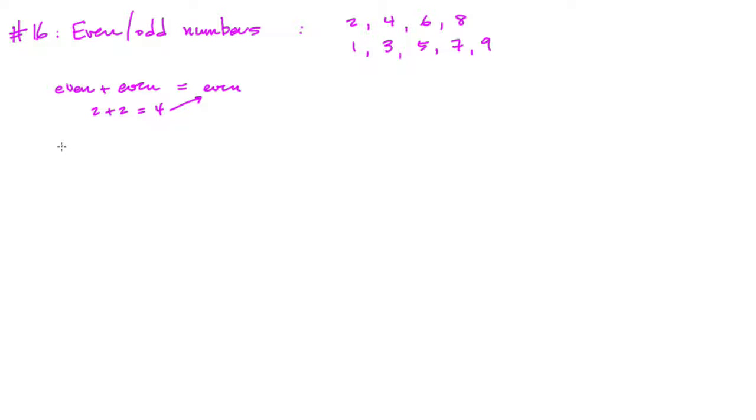And then the next one is, what's an odd plus an odd? Well, an odd plus an odd, all you have to do is use 1, for example. 1 plus 1 is 2. So we know an odd plus an odd is even. And then we can do an odd plus an even. And that, if we do a quick test, 1 plus 2, for example, is 3. So we know an odd plus an even is an odd.